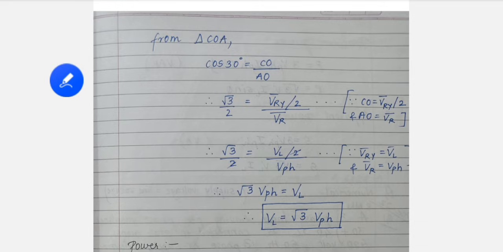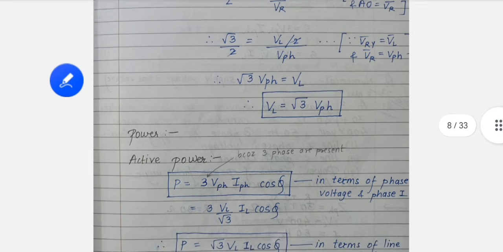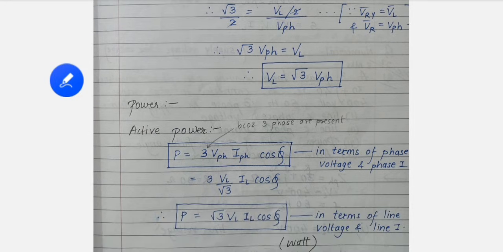So we can write it as VL by 2, and VR is representing VPH, that is phase voltage, so we can replace it by VPH. So again 2 will get cancelled and we will get root 3 VPH, which is equal to VL. So we got the final relationship between the line voltage and phase voltage. Okay, that is VL is equal to root 3 VPH.